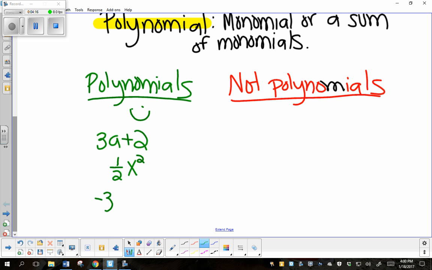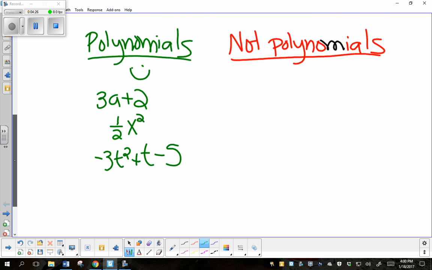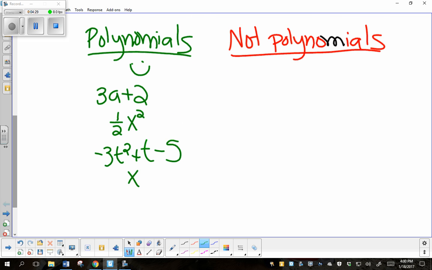Something like negative 3t squared plus t minus 5. That has 3 terms, and it's a polynomial. Something as simple as x by itself, that's a polynomial. And even just a number like 0 or 5 or 1, that's considered a polynomial. So polynomials include a lot of things, but there are some things that are not polynomials, and I'm going to write down 3 examples of those.